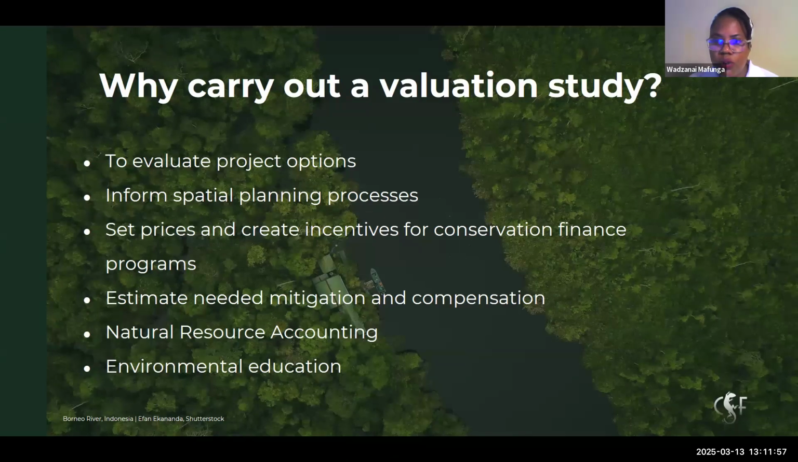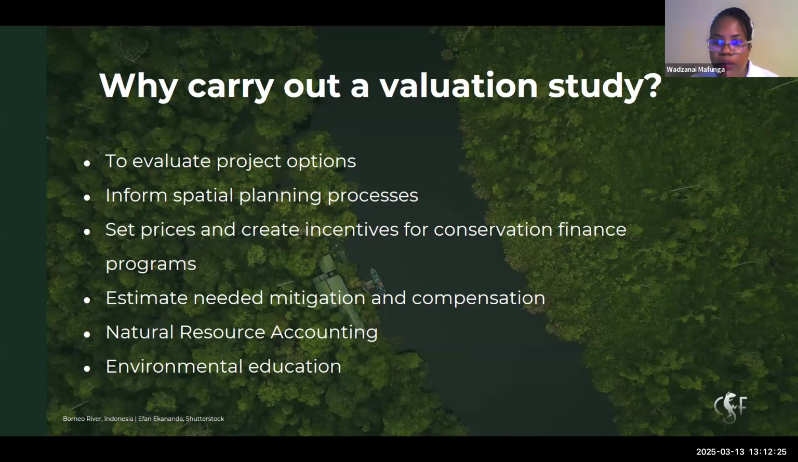And then we also use it for estimating the needed mitigation and compensation. So suppose there's been some environmental damage or loss that has happened. Through valuation, we can estimate how much compensation may be needed, because sometimes we can compensate a low value compared to what actually the damage was.